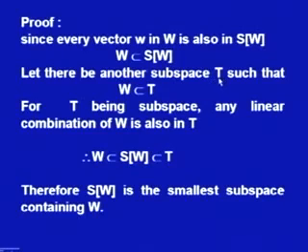Now, let us say SW is not the smallest subspace. Let us say there is another subspace T such that W is a subset of T. For such a subspace T, any linear combination of W is also in T, because it is a subspace. So W is a subset of SW, which is a subset of T, because all the linear combinations are in SW. So SW is a subset of T, and that means that SW is the smallest subspace containing W.